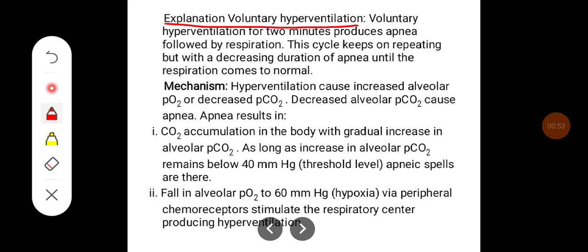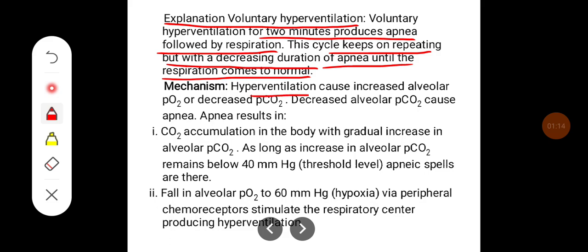Explanation for voluntary hyperventilation: voluntary hyperventilation for 2 minutes produces apnea followed by respiration. This cycle keeps on repeating, but with a decreasing duration of apnea until the respiration comes to normal.